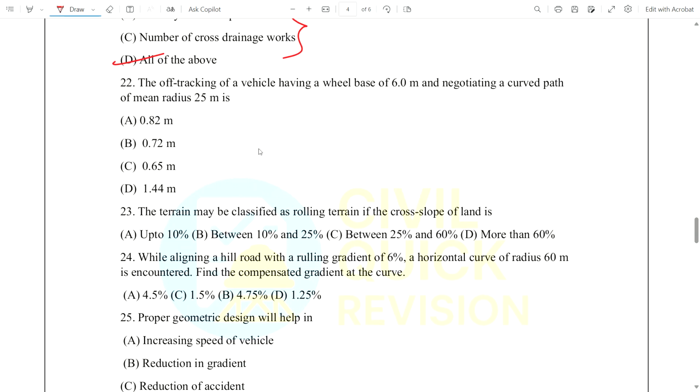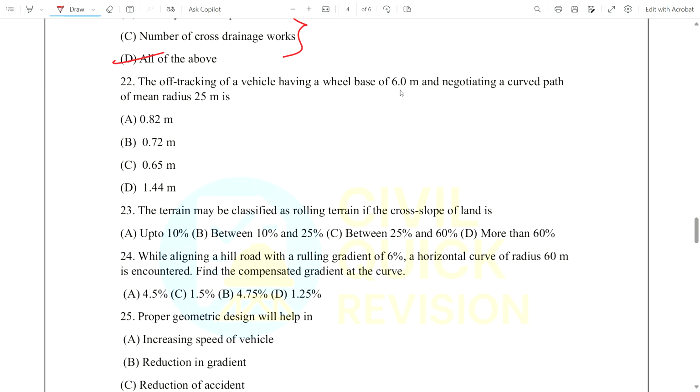Now question number 22. The off-tracking of a vehicle having a wheelbase of 6 meter and negotiating a curved path of mean radius 25.